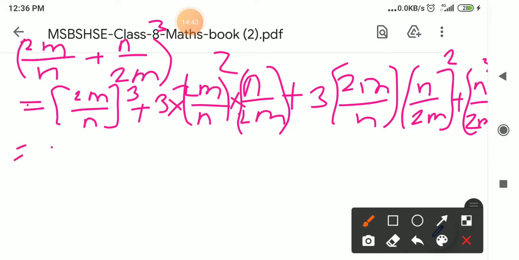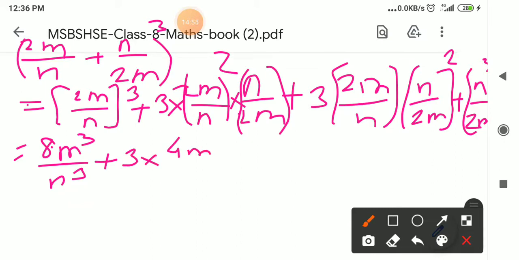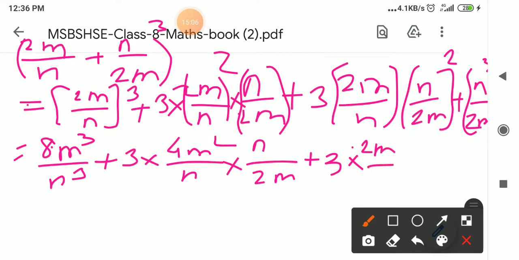So 2 square is cube is 8m cube n cube plus 3 into 2 square is 4m square n into n upon 2m plus 3 into 2m upon n, and here square is the n square upon 4m square, and plus n cube plus n cube upon 2's cube is 4m cube.